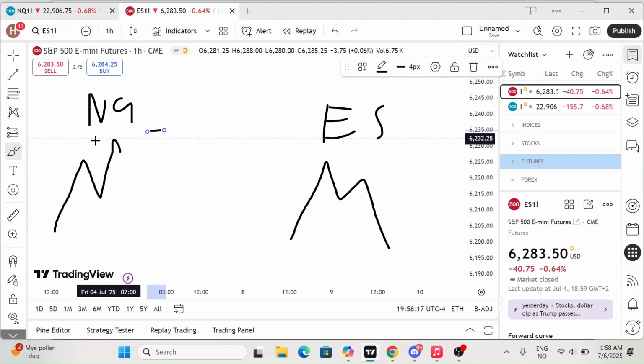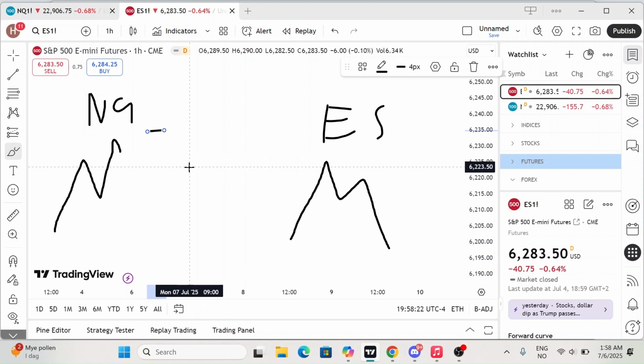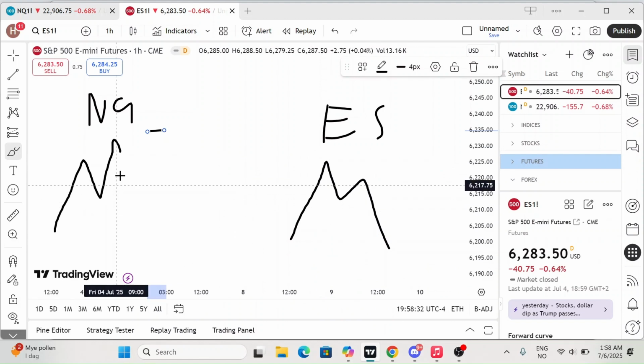So this right there will be called the SMT divergence, right? This is SMT divergence, and it will give us a really good shorting opportunity on NQ, because ES is the leading indice right there. It shows it's going down, while NQ is yet to make a higher high and not to go down yet, right? So this will give us a really good shorting opportunity on NQ.